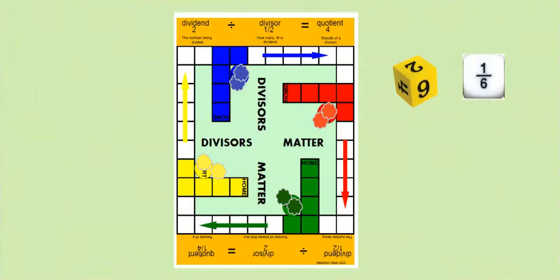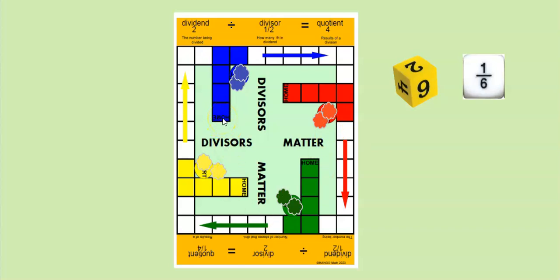Divisors Matter is a game in which we are learning to divide fractions, and we are learning that the divisor matters if it's a whole number or if it's a fraction. So students will play this game, which looks just like the board game Sorry, in which they're going to have 2 pawns on each one of their colors. They're going to each choose a color and put 2 pawns on it.